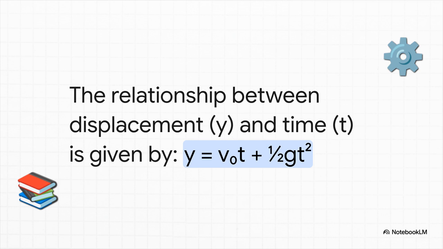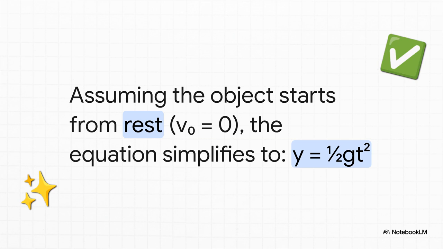It basically connects the distance something falls, that's y, with its starting speed, the time it's been falling, and the thing we're looking for, g. And this is why that assumption we just made is so awesome. Because we said the initial velocity is 0, that whole first part of the equation, the v0 times t part, just disappears. It goes to 0. And what we're left with is this beautiful, simple formula.